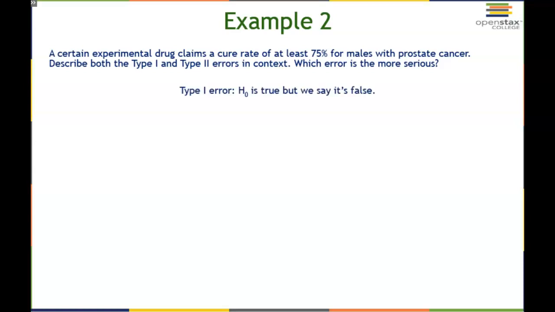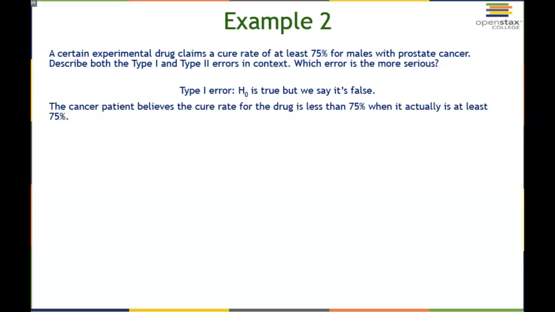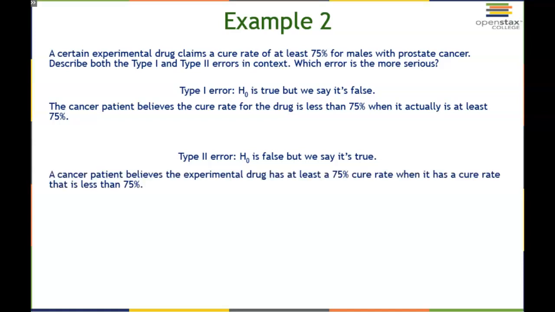Remember, a type 1 error is when H0 is true, but we say it's false. So in context, the cancer patient believes the cure rate for the drug is less than 75% when it actually is at least 75%. Now, a type 2 error is where H0 is false, but we say it's true. In this case, a cancer patient believes that the experimental drug has at least a 75% cure rate when the cure rate is less than 75%.